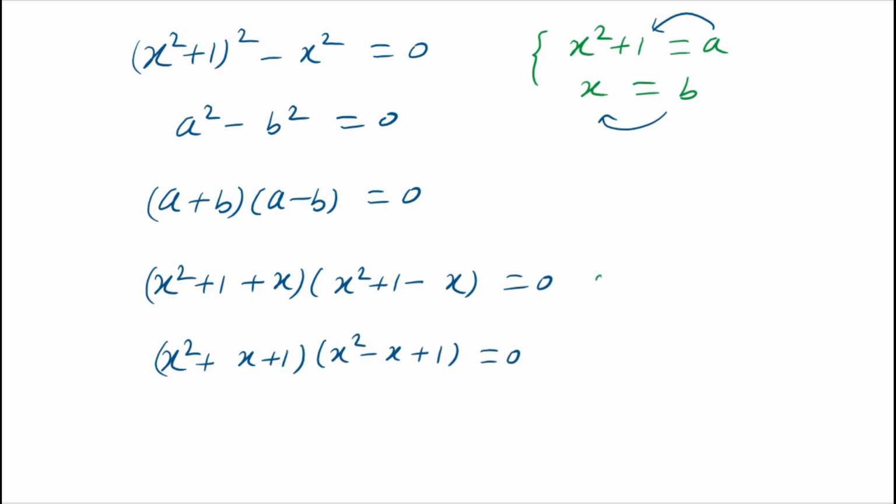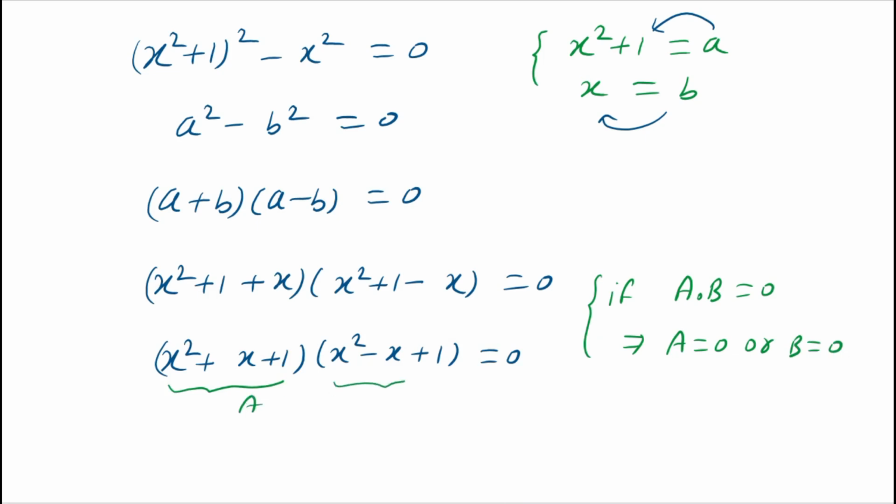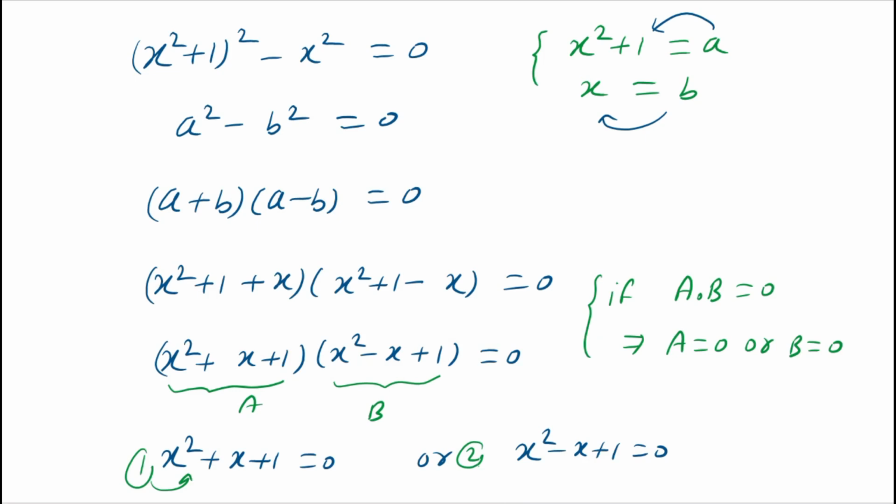Here we apply this rule: if a times b equals 0, this implies a = 0 or b = 0. If we apply this rule here, this expression is a and this expression is b, then you can say x² + x + 1 = 0 or x² − x + 1 = 0. Let us consider this as case first and this as case second. So first we will solve case first.